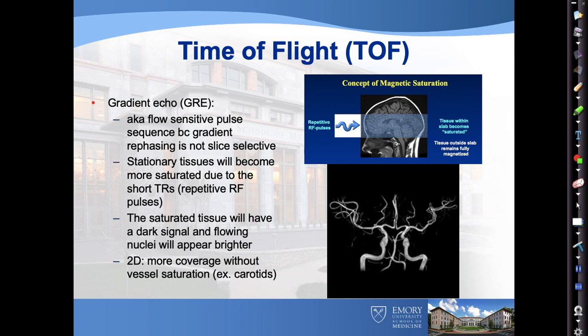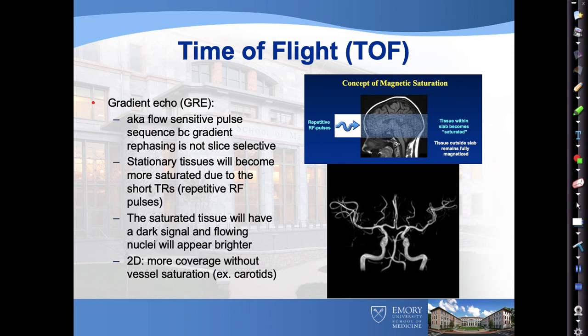Another alternative imaging technique is time of flight. So in MRI, we are already utilizing time of flight imaging to visualize the vascular structures without contrast enhancement. Time of flight as a sequence is typically a gradient echo pulse sequence. Gradient echo sequences are flow-sensitive pulse sequences because gradient rephasing is not slice selective.